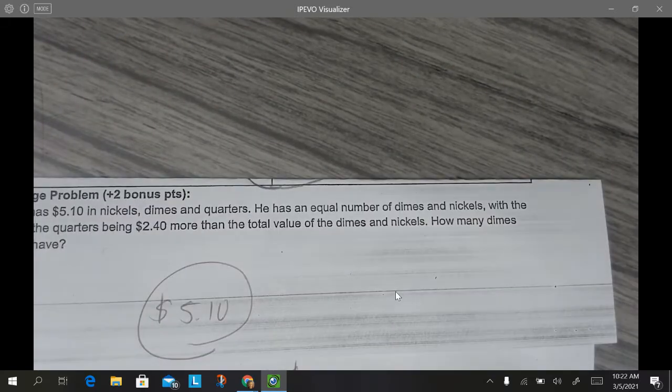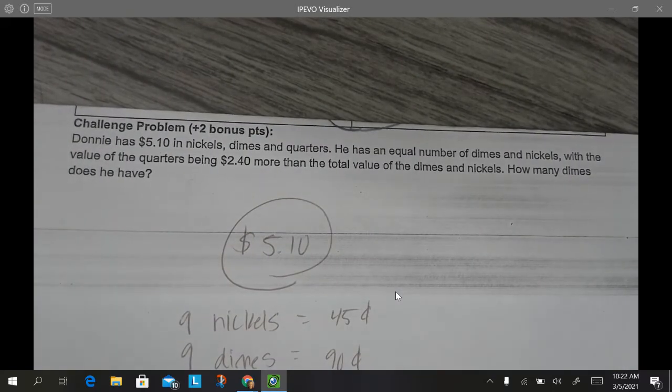All right. Here we go. This one here, challenge number 3. Donnie has $5.10 in nickels, dimes, and quarters. He has an equal number of dimes and nickels, with the value of the quarters being $2.40 more than the total value of the dimes and nickels. How many dimes does he have?